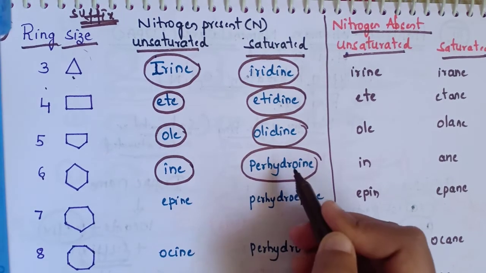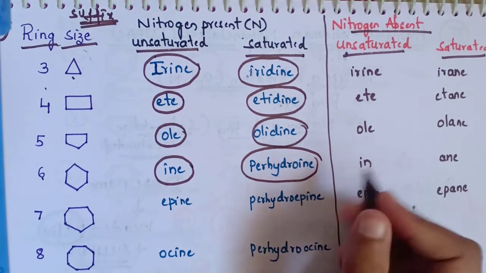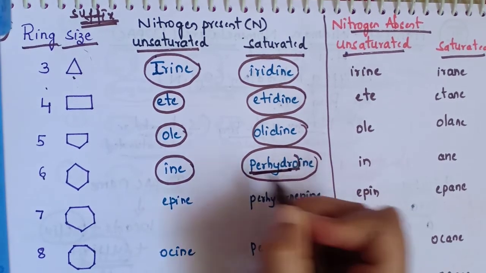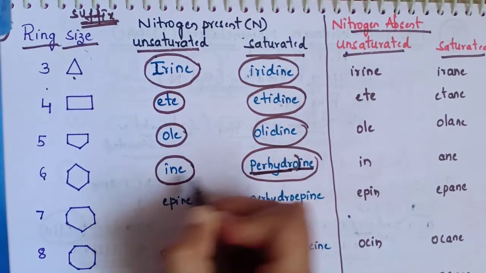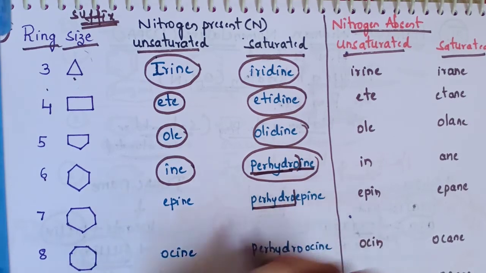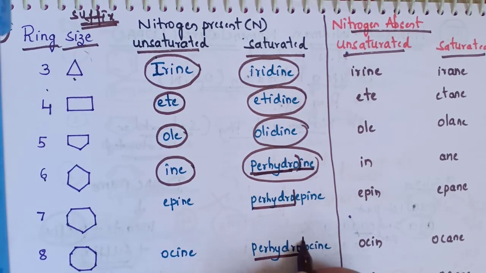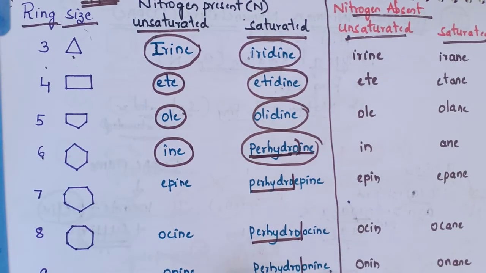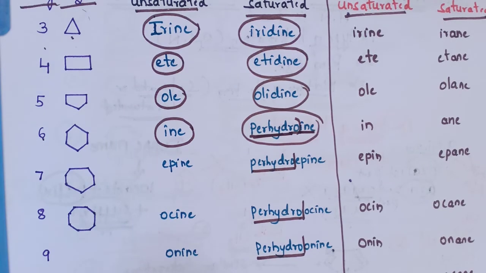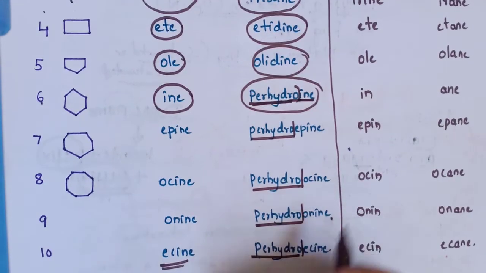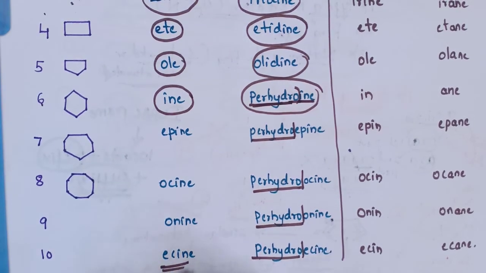For the saturated, it is perhydro-ine. That means we should name this perhydro and name this ine. Perhydro is common here: epine, perhydro is common; osine, perhydro is common; onine, perhydro is common; and for this also acine, perhydro is common and acine is added.